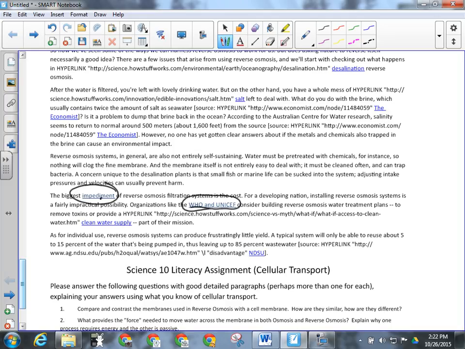WHO and UNICEF. WHO stands for World Health Organization. They're the people that make sure that there's healthy drinking water. They make sure that there aren't outbreaks of certain diseases, and if there are in areas, they try and go in and contain it so that it doesn't spread. That's their job, to keep an eye on the health of the world's population, not the world's environment.